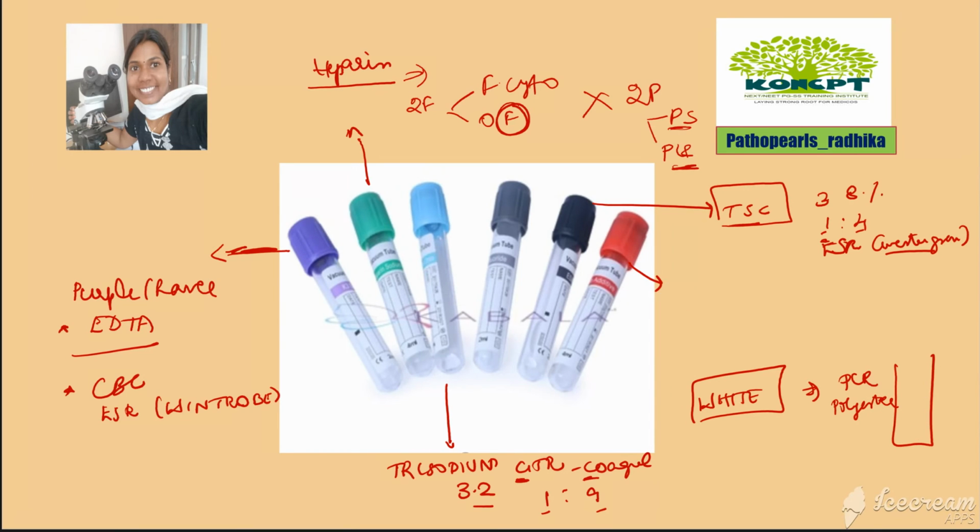Next you have one with a red cap. This contains clot activator. This doesn't contain any anticoagulant. So when you want to separate a serum, you can use it in red tube. So this can separate the blood and the serum or plasma. This doesn't contain any anticoagulant. It contains a clot activator. So these are the commonly used tubes.